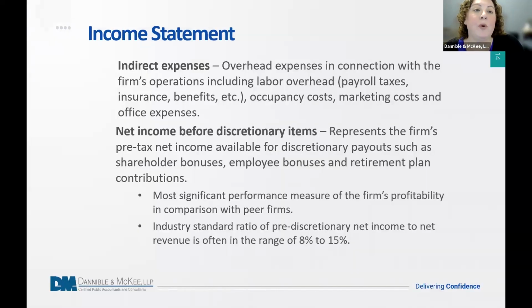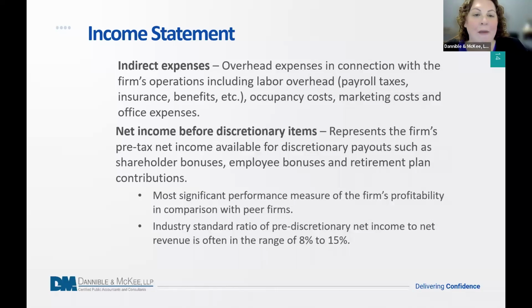Indirect expenses. So on your income statement, indirect expenses are going to be broken out separately. These are what you might call your overhead expenses. This is your labor overhead, payroll taxes, insurance, fringe, benefits, rent, marketing costs, office expenses. All of those things are overhead expenses, and those should be broken out from everything else. And we're going to show you how that looks.